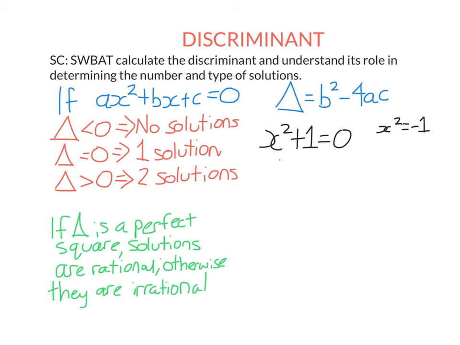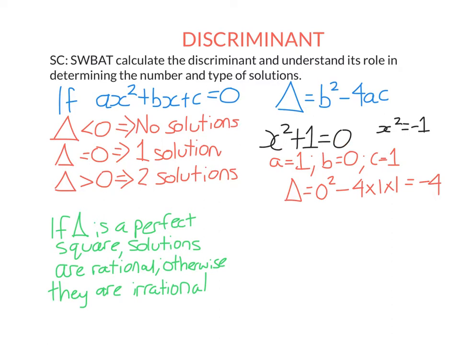In this case, a, the number in front of x squared, is 1. b, now there's no x term, so that means b is 0. And c, the constant term, is 1. So the discriminant is b squared minus 4 times a times c, and that equals minus 4. Because the discriminant is negative, less than 0, there are no solutions to this equation, as we suspected.